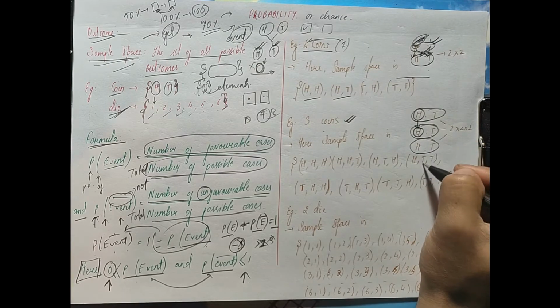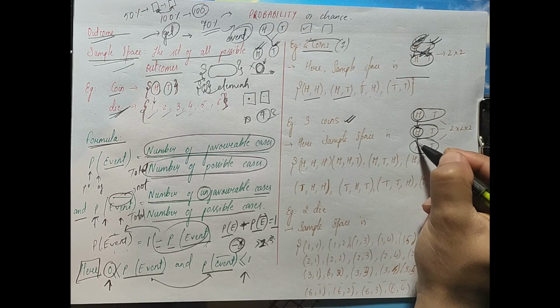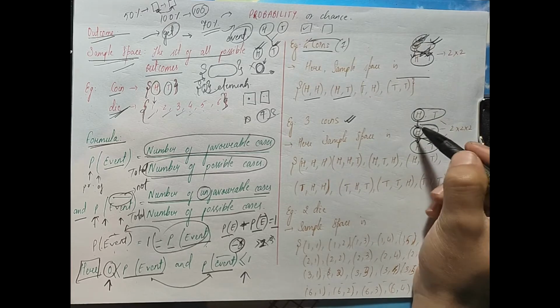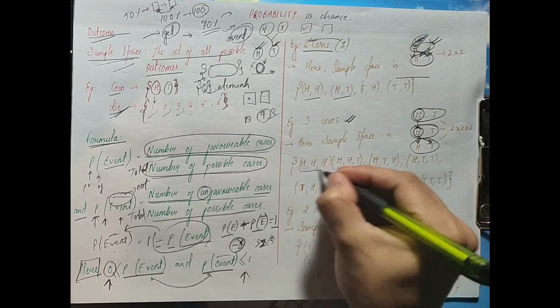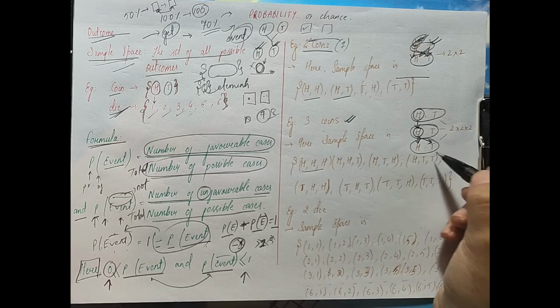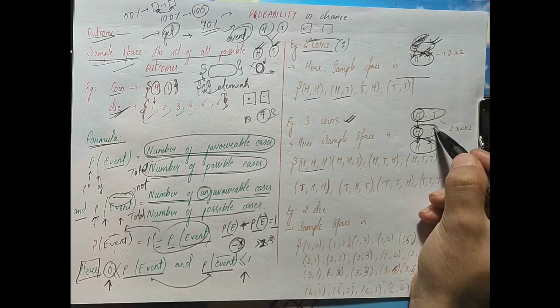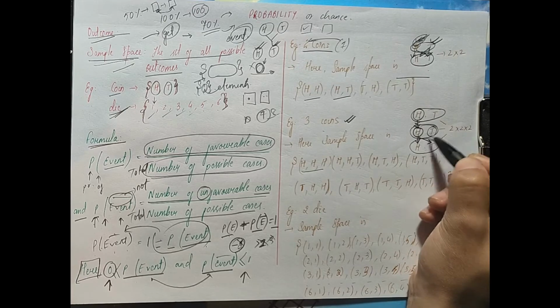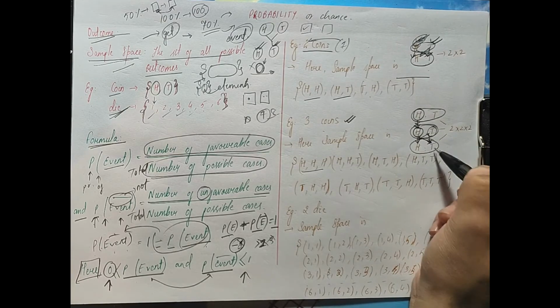Now since we don't have any more choices, we will merge this 2 with this and then with this. So we get head head head, head head tail. Okay, since we are out of options, now we're going to take this as our constant and merge with each one of them.